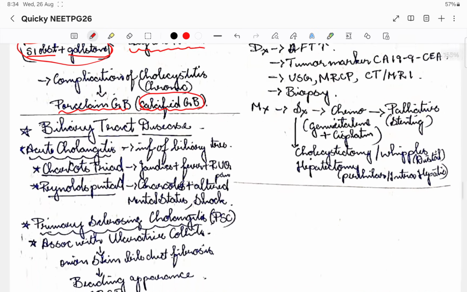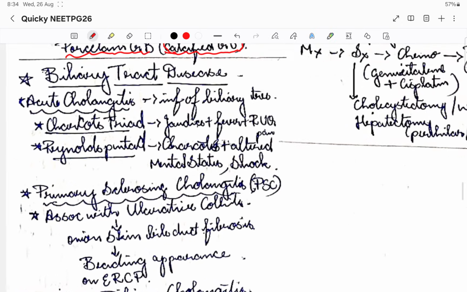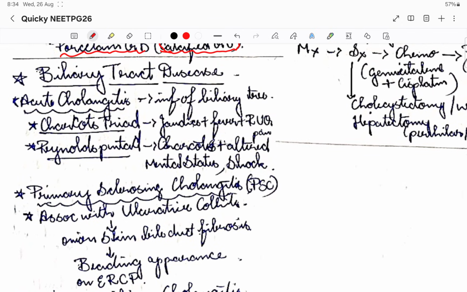Then coming to biliary tract disease, acute cholangitis. Acute cholangitis is inflammation of the biliary tree. It can present with two things, Charcot's triad and Reynolds' pentad. Charcot's triad is jaundice, fever, with right upper quadrant pain. Reynolds' pentad is Charcot's triad plus altered mental status and shock. This is how acute cholangitis will present.